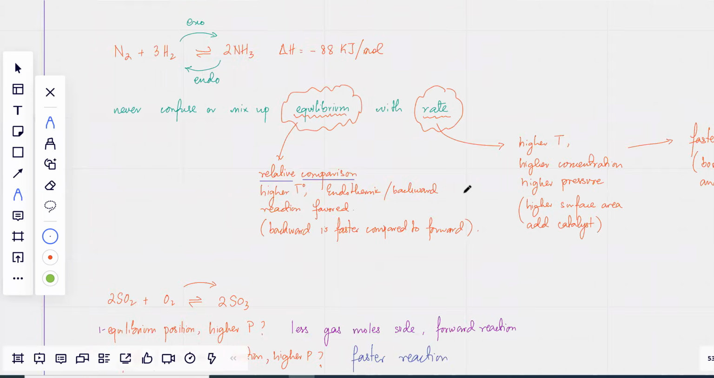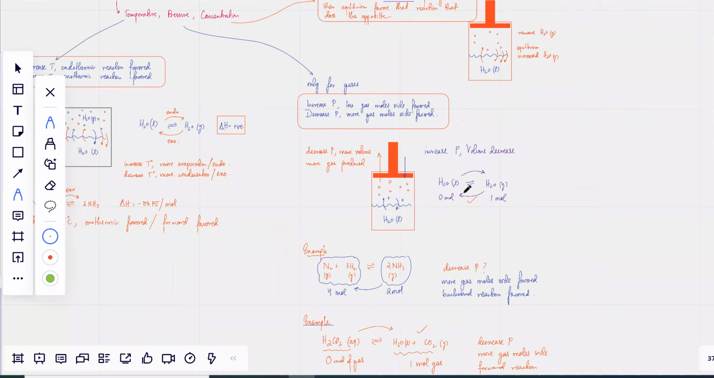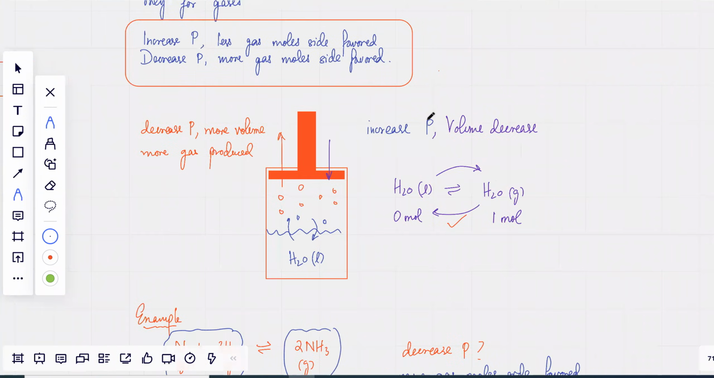Remember, if you increase pressure, you're basically compressing it. There's going to be less gas formed. If you increase pressure, the side with fewer moles of gas is favored. So there's not enough room for gas to form. Vice versa, if you decrease pressure, you're basically pulling the piston up. You're increasing the volume, and more gas is going to be formed.